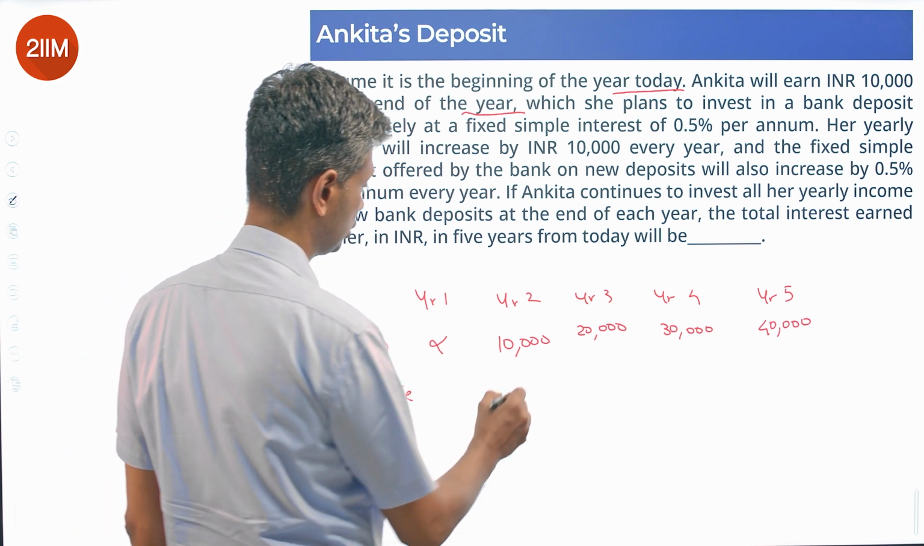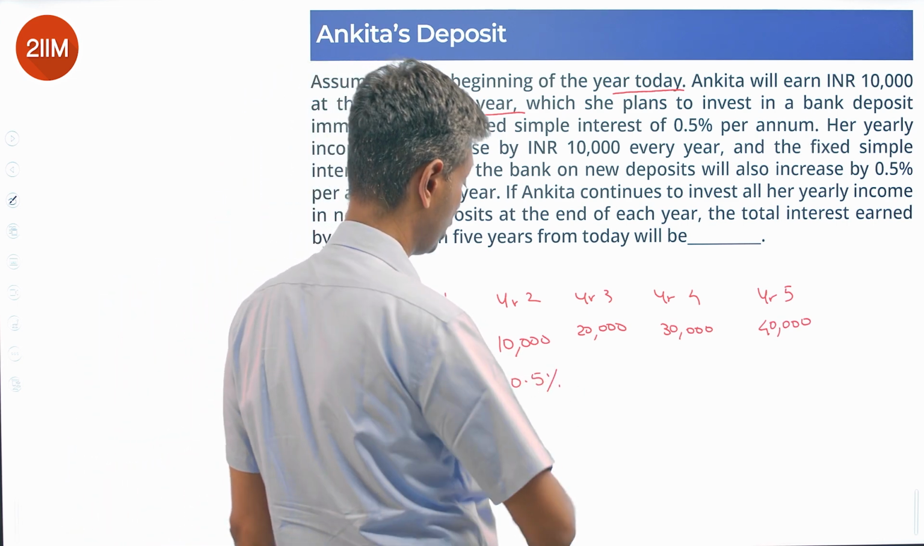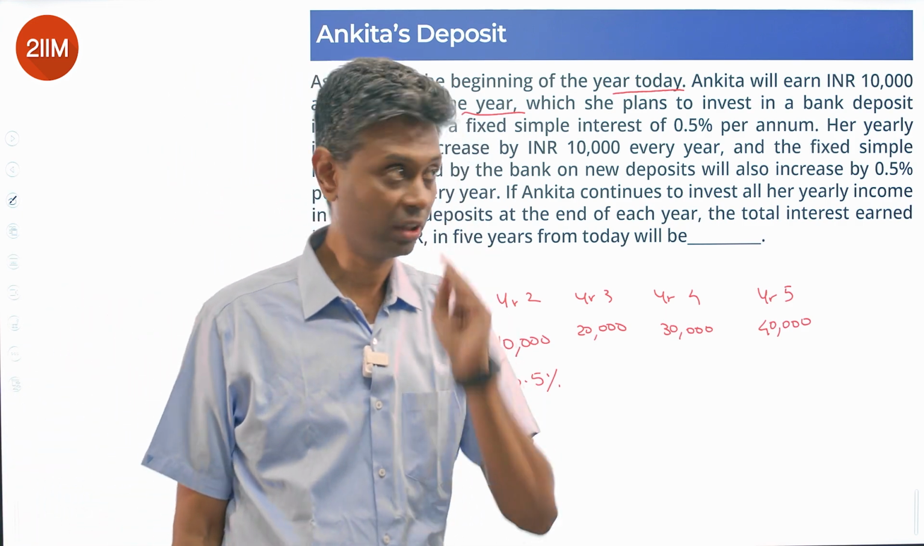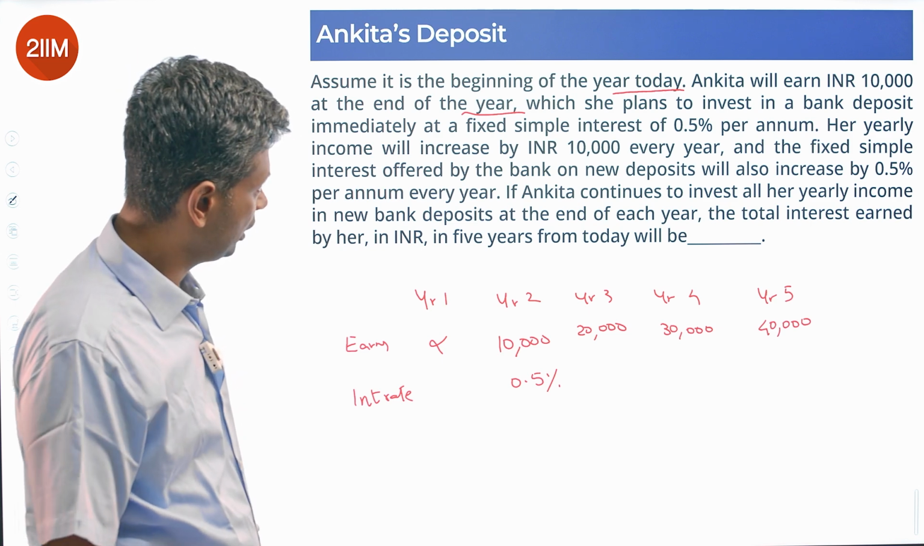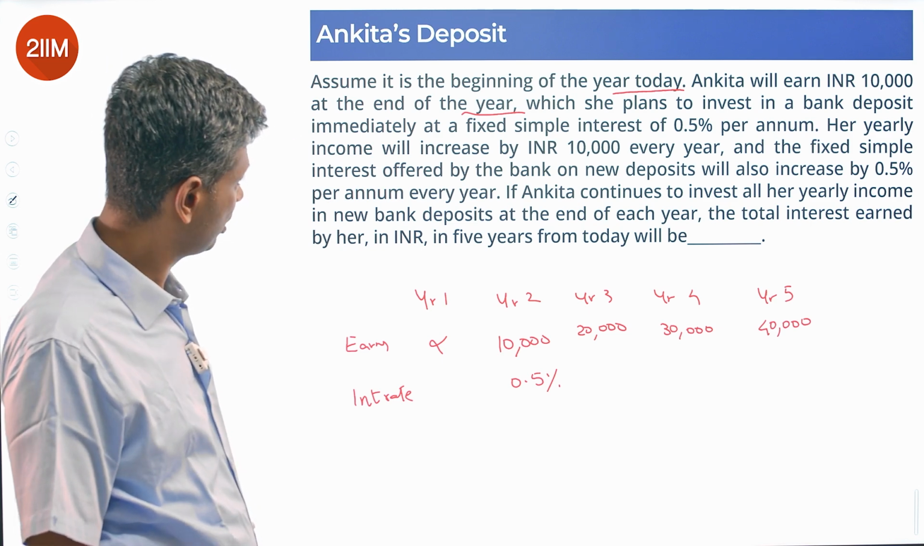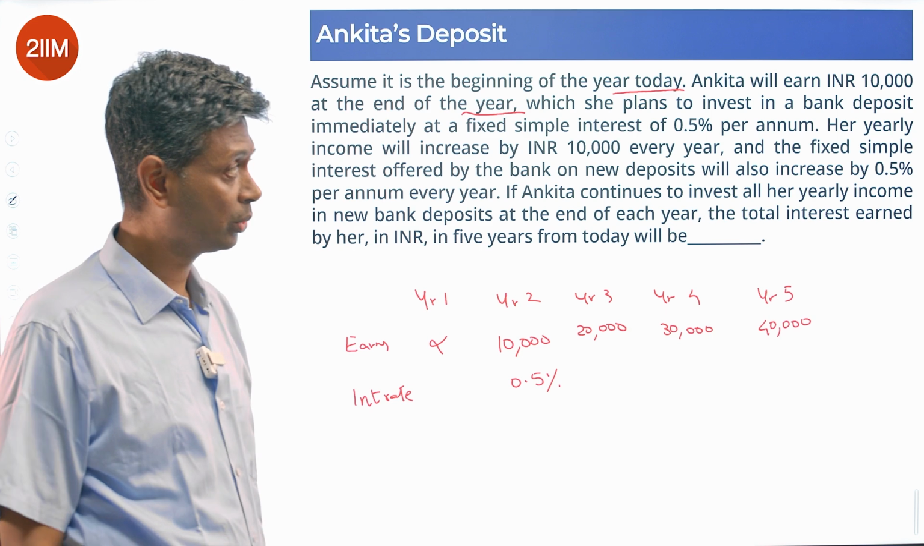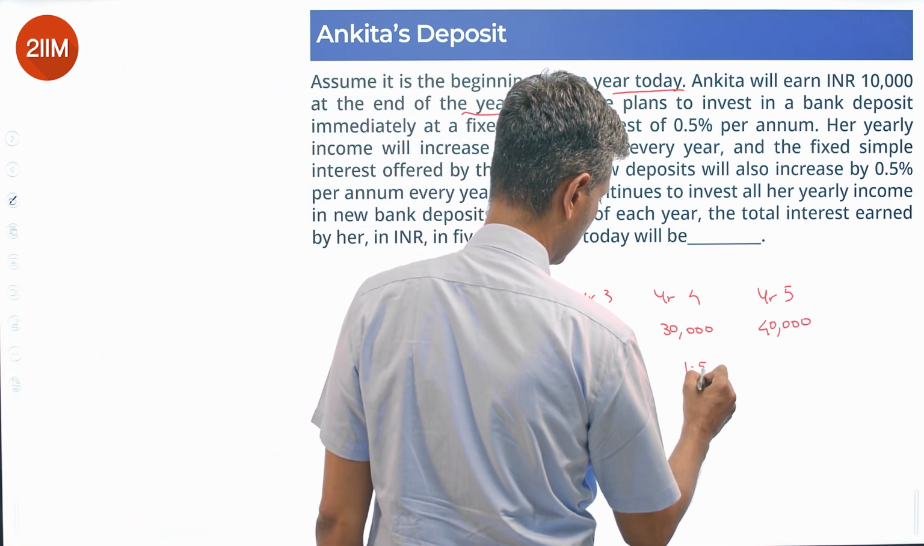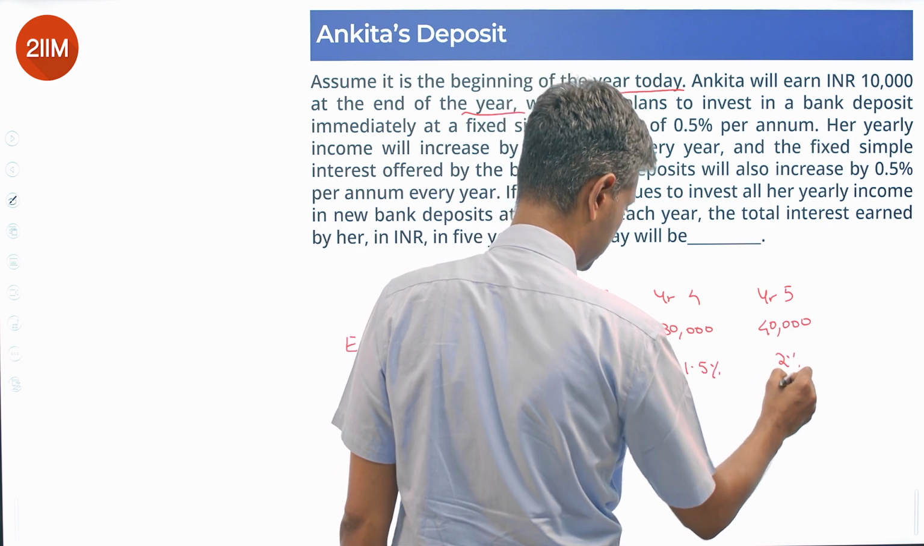In year 1 is 0.5%, not year 1, year 2. She deposits at the end of year 1 at 0.5%. Her yearly income will increase, and the fixed simple interest offered by the bank on new deposits will also increase by 0.5%. So this goes to 1%, this goes to 1.5%, this goes to 2%.